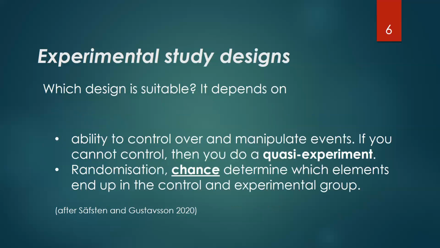Experimental study design: which design is suitable? It depends on the ability to control and manipulate the events. If you cannot control this, then it is not an experiment, it's a quasi-experiment. Another way is randomization. Randomization means that chance determines which element ends up in the control and experimental group. Let me explain what this is.